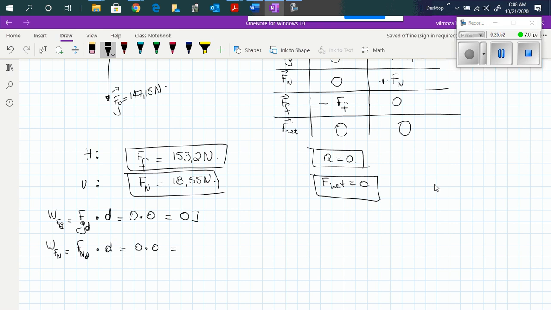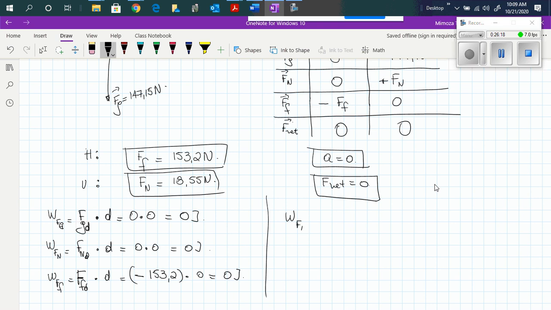0 times 0 is equal to 0 joules. Work done by force of friction is negative, or the component of the force of friction along the displacement, so will be negative 153.2 times 0 equals to 0 joules. Make sense?